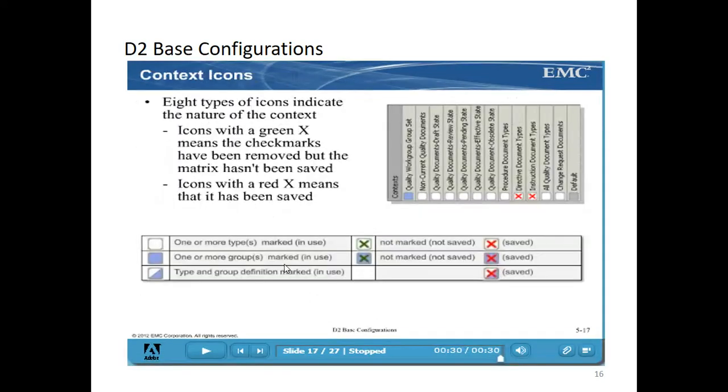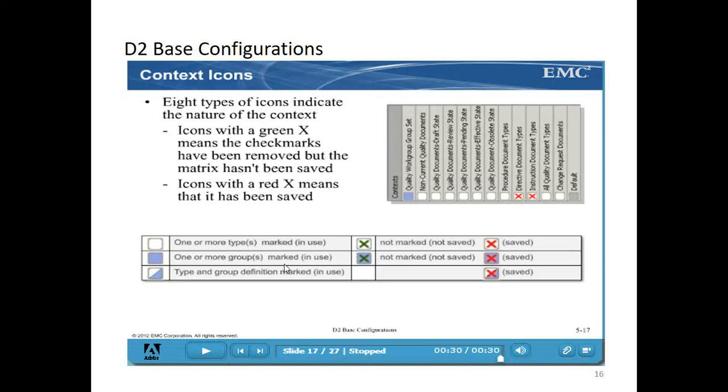That's it. And while saving the context, these 8 options will be there. So red color symbol represents the saved option. Green color symbol represents unsaved or not marked as saved. White color symbol represents the type. Blue color symbol represents the group, and white and blue represent the type and group. So these 8 types of icon indicate the nature of the context.